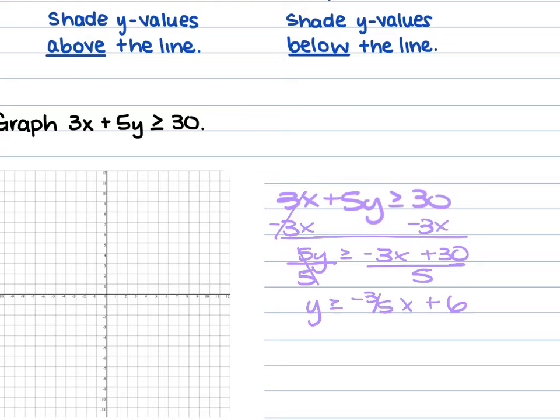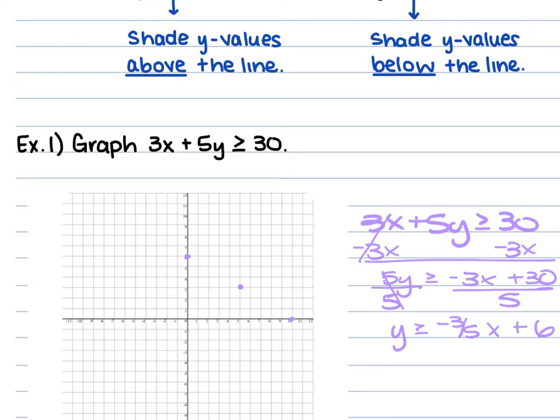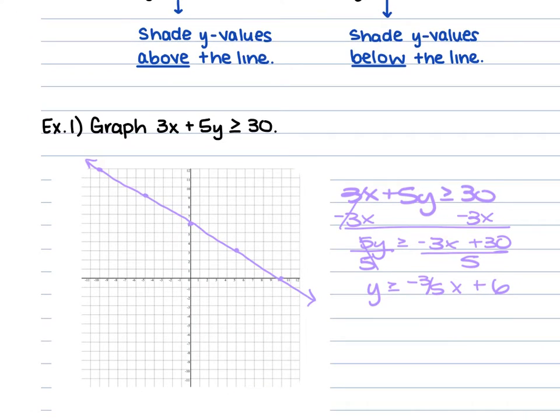Our y-intercept is 6. So we're going to plot our first point at that 6, then go down 3 to the right 5. Remember, we can also go up 3 and to the left 5. So that gives us our line. We would draw our line through these points as best we can. And then because it is y is greater than or equal to, we would shade above the line. So anything above the line on the coordinate plane would be shaded.